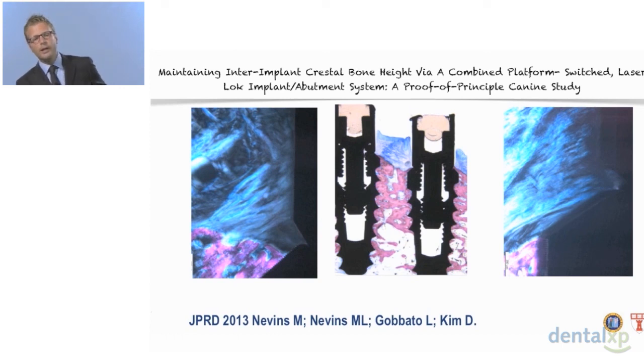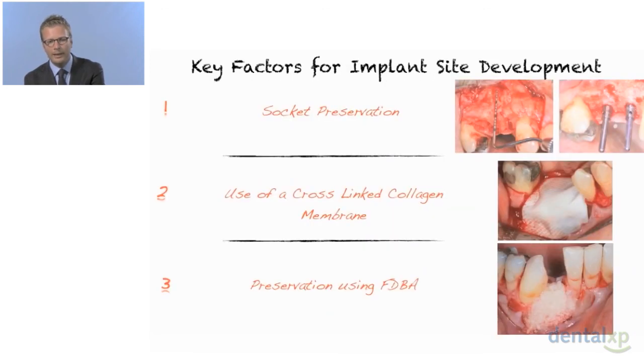So concluding, the key factor for implant site development when we do not have an intact facial plate is basically to use a technique that preserves the socket with the cross-linked collagen membrane and some materials such as FDBA or xenograft. So this is my suggestion when we do not have an intact facial plate.